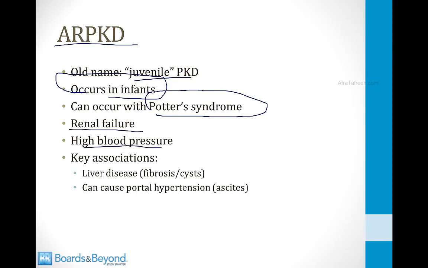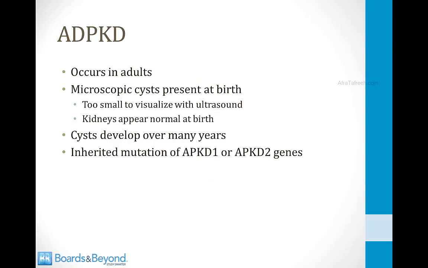And it has some other associations that you should know. This includes liver involvement, so there can be fibrosis and even cysts in the liver in babies who have ARPKD, and they also can then develop portal hypertension and ascites from the liver involvement. Now contrast that, what I just described, with autosomal dominant polycystic kidney disease, which is the much more common type of polycystic kidney disease. This occurs in adults.